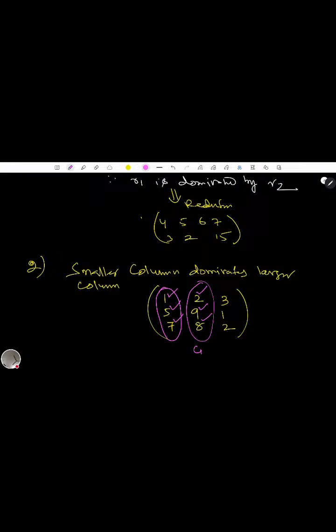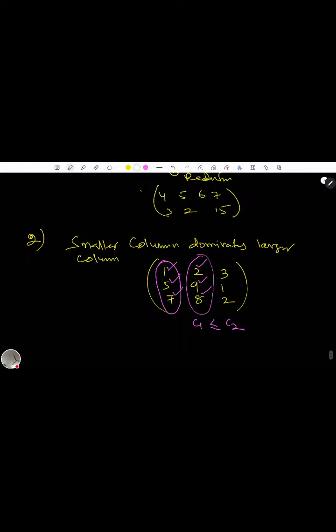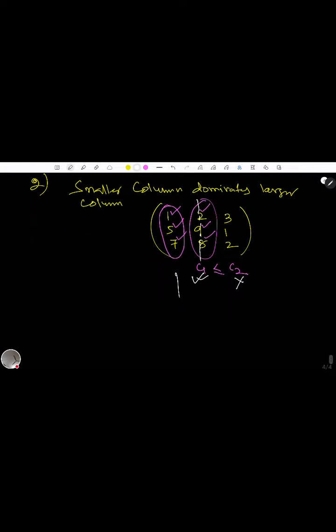Here C1 is smaller than C2, or smaller than or equal to, then what will happen here? This smaller column will be there, larger column will be dominated. So this C2 will be dominated. So the reduced matrix here will be 1 5 7, then 3 1 2. In that way this reduction can be done.